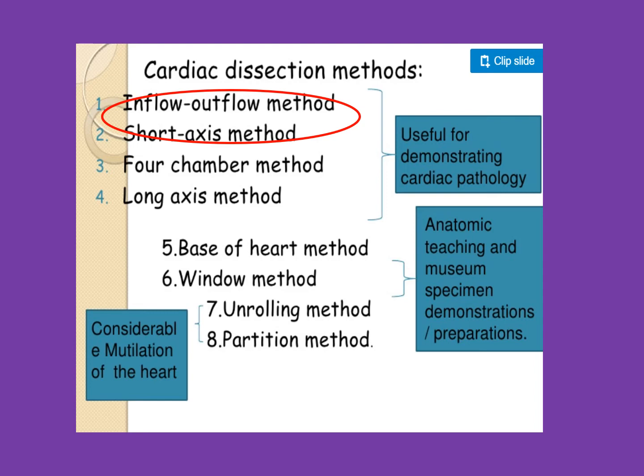Now let's go to the different methods in cardiac dissection. In the slides, we only mentioned 8. We have the inflow and outflow method, the short axis method, the four-chamber method, the long axis method, the base of heart method, the window method, and the last two, the unrolling method and partition method, will not be discussed here. So basically, we will discuss only the first 6 methods of cardiac dissection.